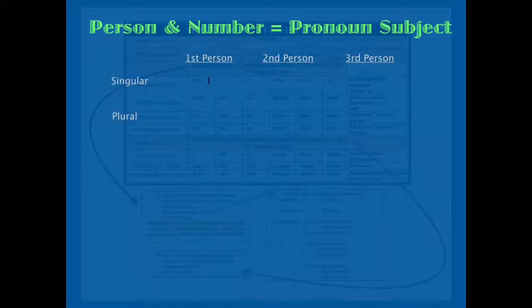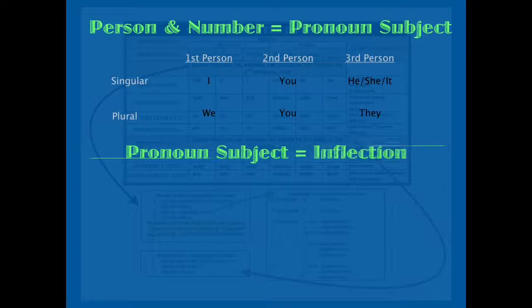First person singular is I, second person singular is you, and third person singular is he, she, or it. The first person plural pronoun is we, the second person plural pronoun is you, and the third person plural pronoun is they. If you do not know these, please make sure to write them down somewhere on your verb chart.